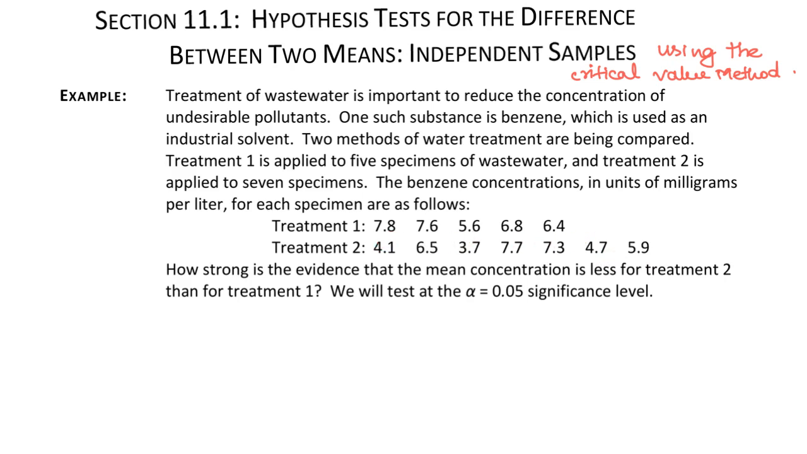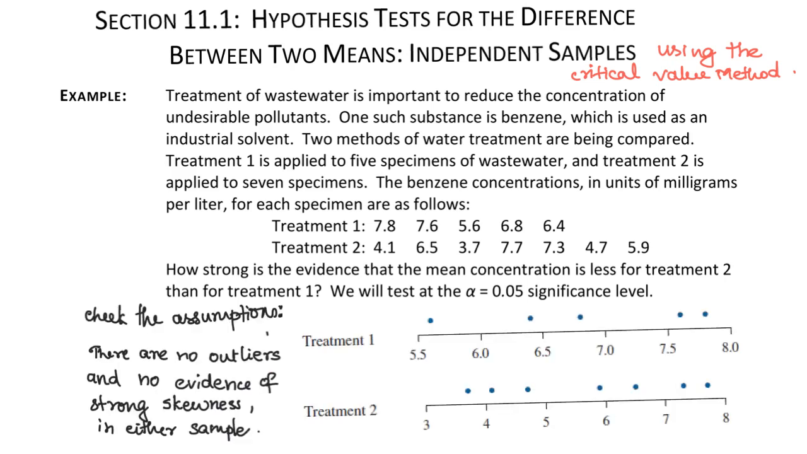These numbers represent the benzene concentration in units of milligrams per liter for each specimen. How strong is the evidence that the mean concentration is less for treatment 2 than for treatment 1? We will test that at a significance level of alpha equal 0.05. So first check the assumptions. Because the samples are small, we must check for strong skewness or outliers. So we construct a dot plot for each sample. Here no outliers, no evidence of strong skewness. So we can proceed.